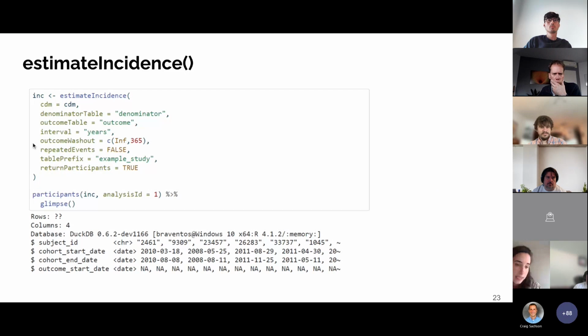And lastly, we can add this last line in our function called return participants. By doing this, we can generate a table with all of the participants that contribute time to our study. This is important because the denominator function gives us also information about the potential participants, but depending on certain criteria, for example, the washout that we apply, this population might be slightly different.